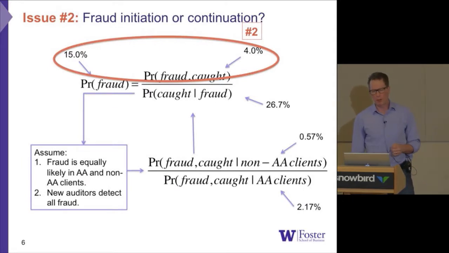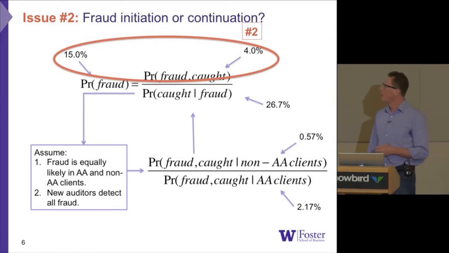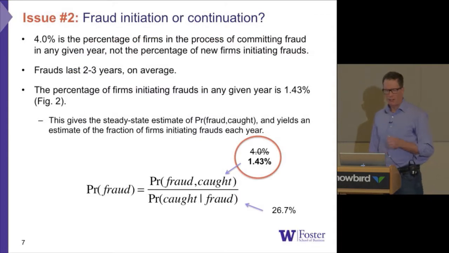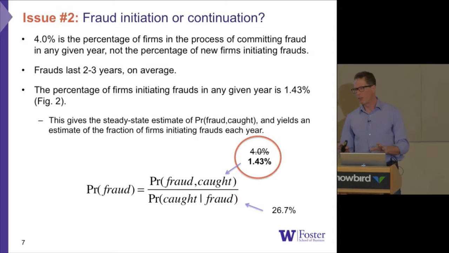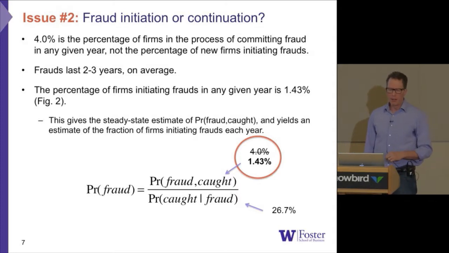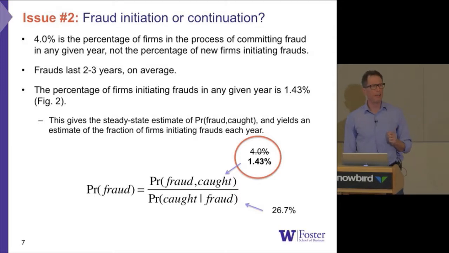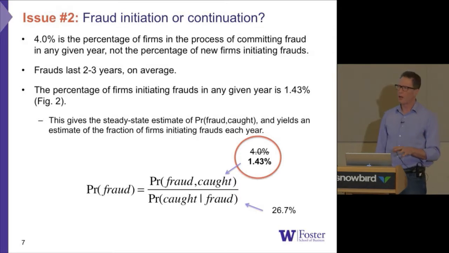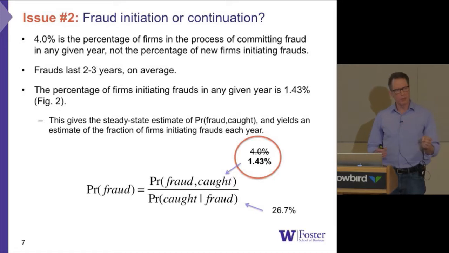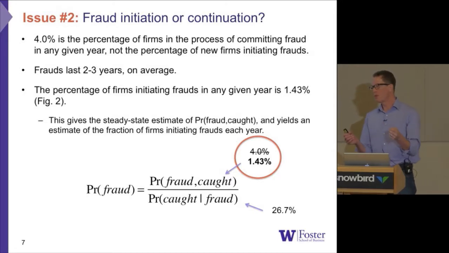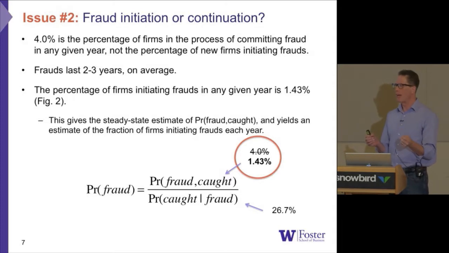I have a comment about this 4% number. The 4% number up at the top is the fraction of firms in the process of committing fraud in any given year, given the author's data. The percentage of firms initiating fraud in any given year using these data is about 1.43%. The difference in these two numbers represents that if these are steady state measures, it must be that frauds are lasting 2 or 3 years on average.